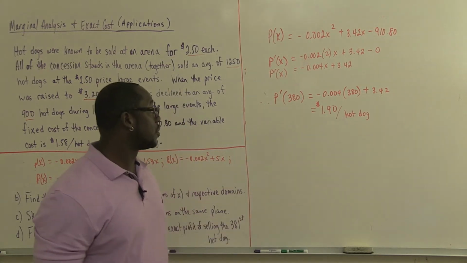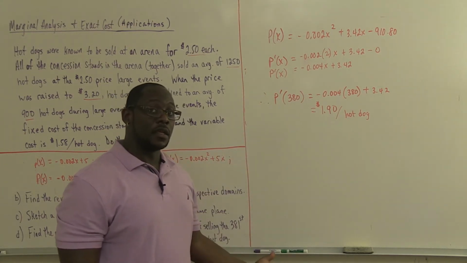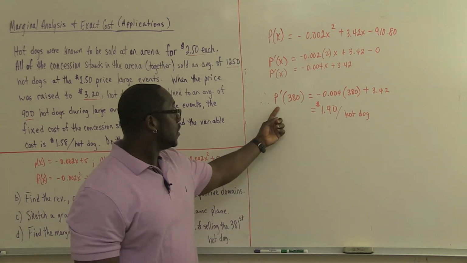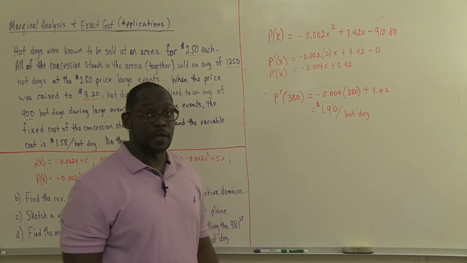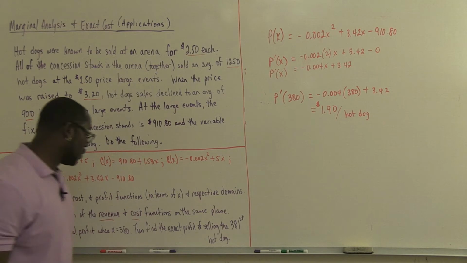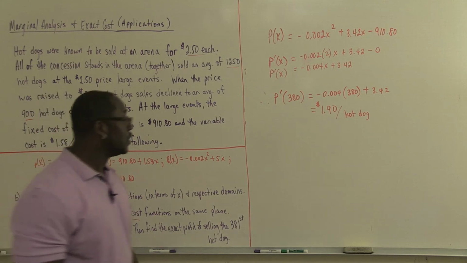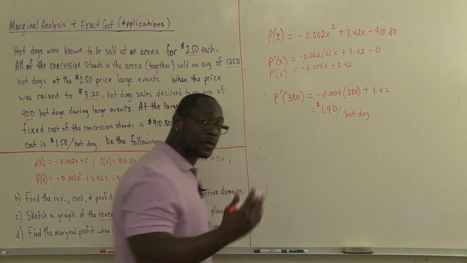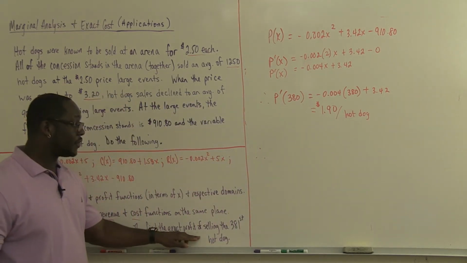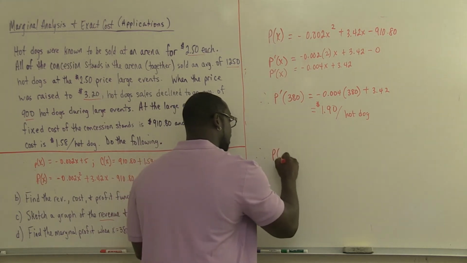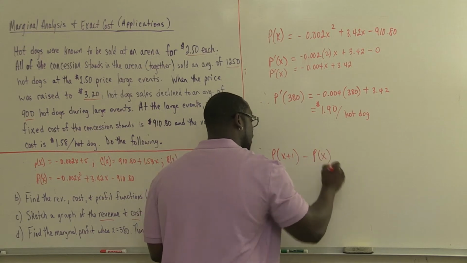And so another way to interpret that is when the quantity of hot dogs being sold is 380, then we see that the profit of selling the next hot dog would increase by $1.90 per hot dog. Okay. So the last thing that we want to do is find the exact profit of selling the 381st hot dog. So from what we remember earlier, one of the ways that we can find the exact profit here is we would say profit of the X plus first one minus profit of the X one.